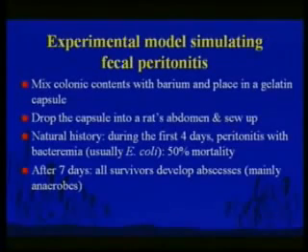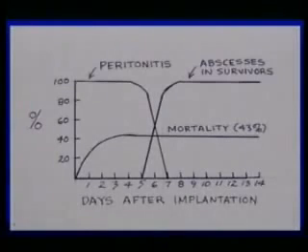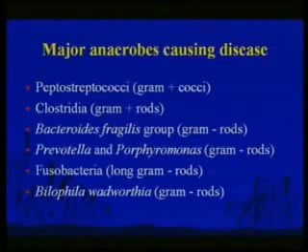The natural history: during the first 4 days, about half of the rats die from septicemia, usually E. coli, with peritonitis. After 7 days, all the survivors get abscesses, mainly due to anaerobic bacteria. So this just shows the model here with the cumulative mortality, and they don't die with the abscesses, at least not initially. They'll eventually become malnourished, of course, but then you can modify that in different ways.